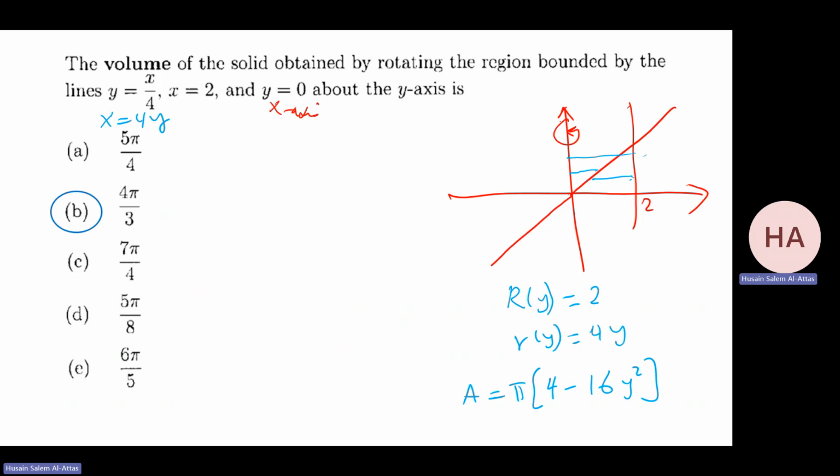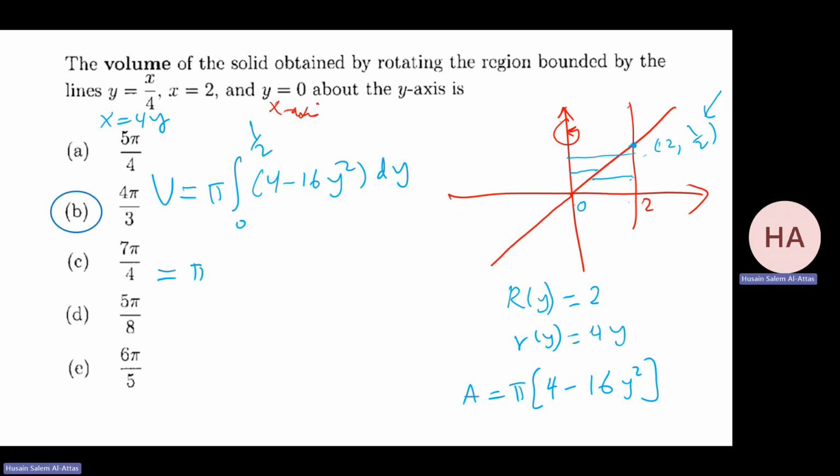The area will be pi times capital R squared, 4, minus small r squared, 16y squared. So it is the volume, and that from where to where? That from y equals 0. If x equals 2, y will be half. I need the y value. So integral from 0 to half of the 4 minus 16y squared dy.